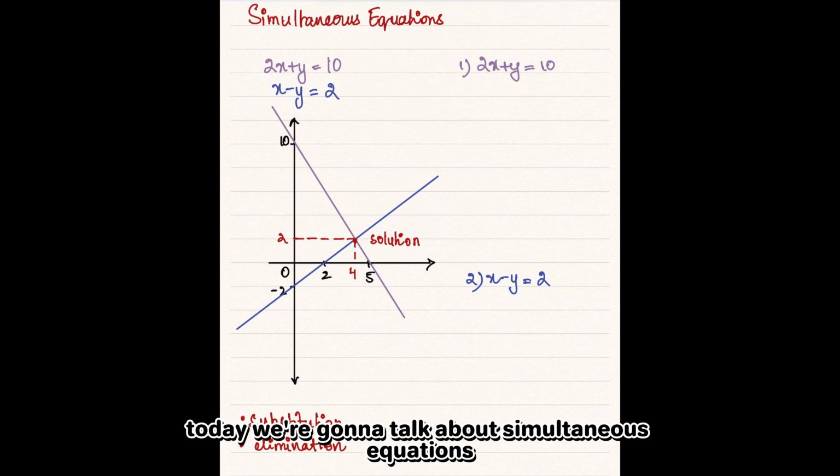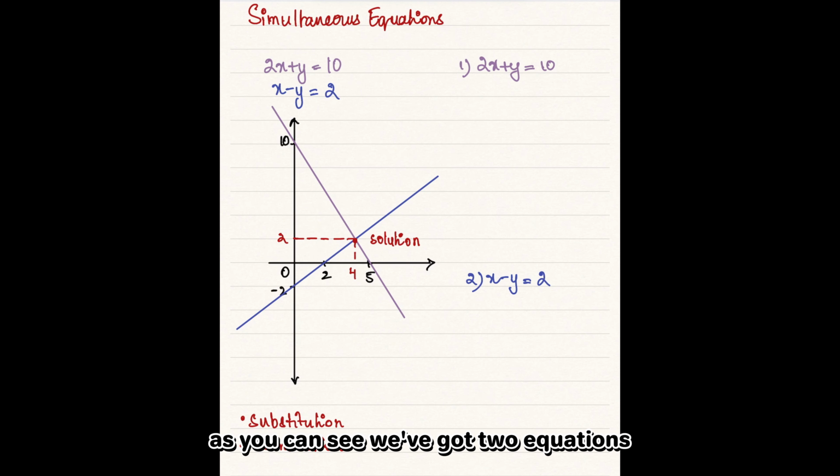Talk about simultaneous equations. As you can see, we've got two equations, which are 2x plus y equals 10 and x minus y equals 2. These are actually two lines in the xy plane for which a single unique solution exists.